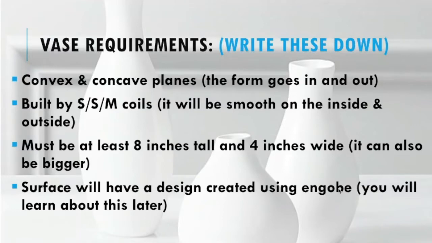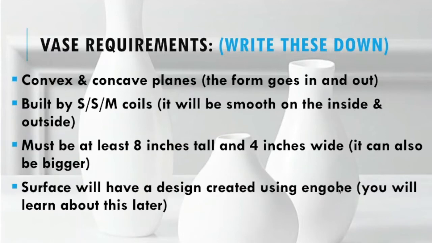So first, you do need to have convex and concave planes. That means the form needs to go in and out at least a little bit. So you can show me that you can control where the coils go and how the form moves in and out. Next requirement, this thing needs to be built by scoring, slipping, and melding the coils inside and out. So it's going to be smooth on the inside, smooth on the outside.